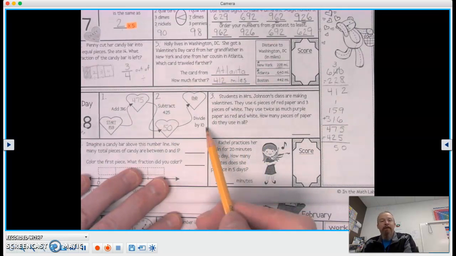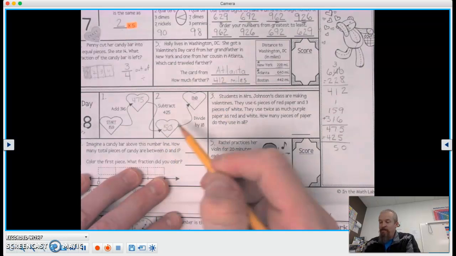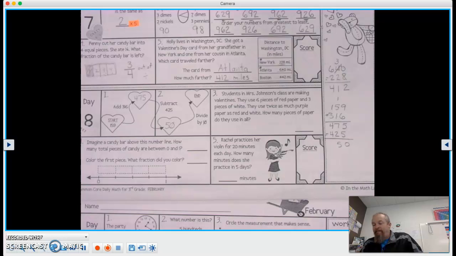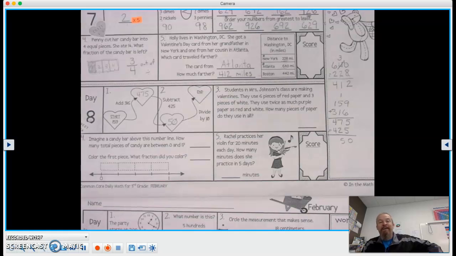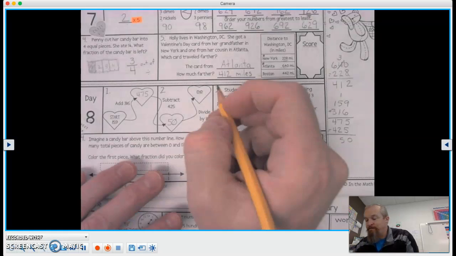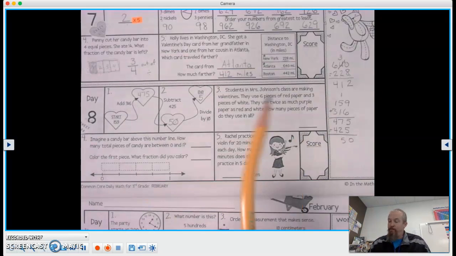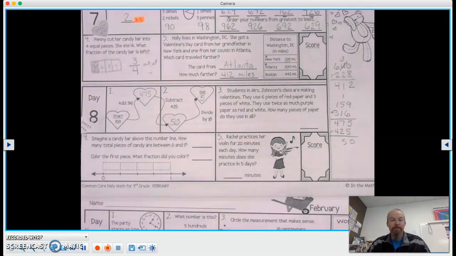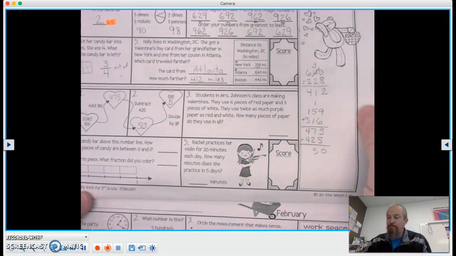And now it says divide by 10. Well, let's just get rid of the 0, get rid of the 0. What is 5 divided by 1 equals 5? So 50 divided by 10 is 5. Reverse check. 5 times 10 is 50. All right, good work.